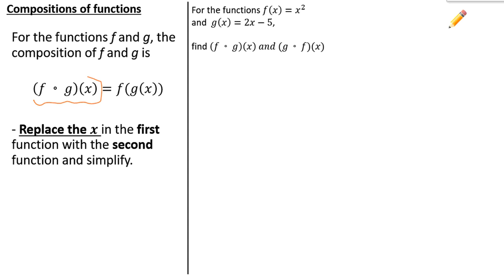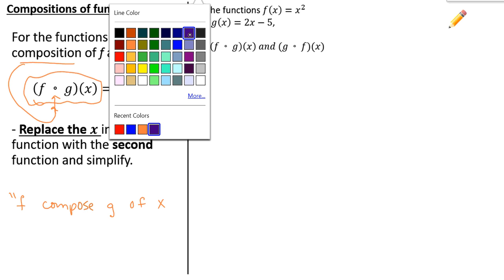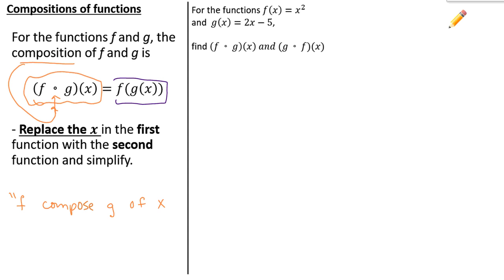This is the notation right here. It's got a little o. It's not a multiplication. It's a composition symbol. Right? So that means composition right there. So f compose g of x is how that's written. And as far as translating it into a simple form, all it means is take g and plug it in to the first function. So you're going to replace the x in the first function with the second function.